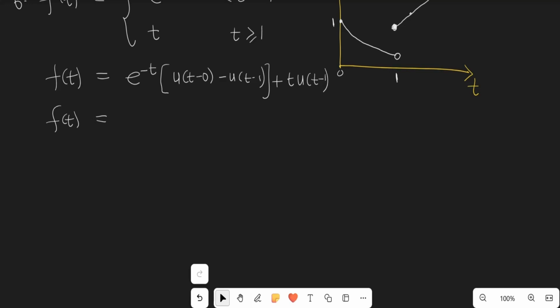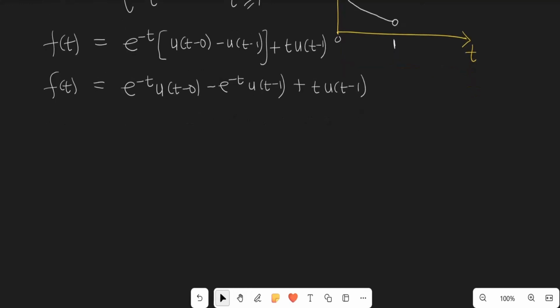So f of t is going to be e to the negative t multiplied by u of t minus 0, correct? Minus e to the negative t multiplied by u of t minus 1. All right, cool. And now this one is going to be plus t u of t minus 1. Now let's shift these ones. We are going to shift them.